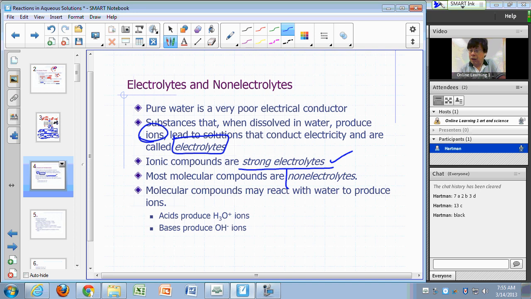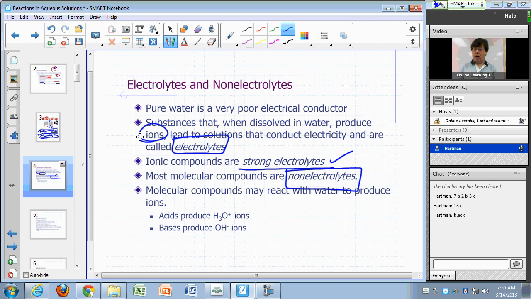Most molecular compounds, on the other hand, are non-electrolytes. So that's why earlier in the semester we emphasized an important skill for you to be able to tell apart just by looking at the name or the formula whether a compound is ionic or molecular. Okay, so that's one of these things you can predict based on the nature of the compound.